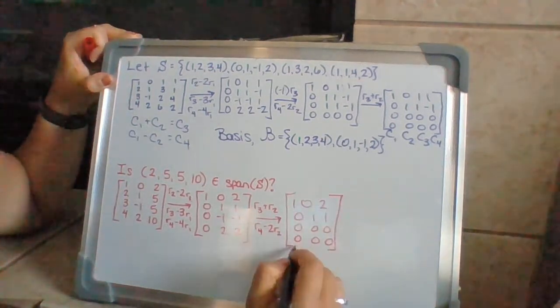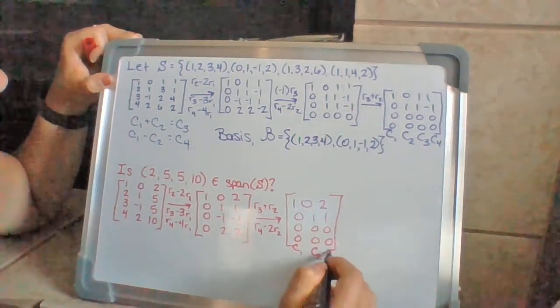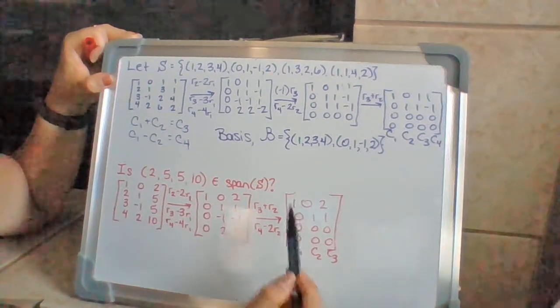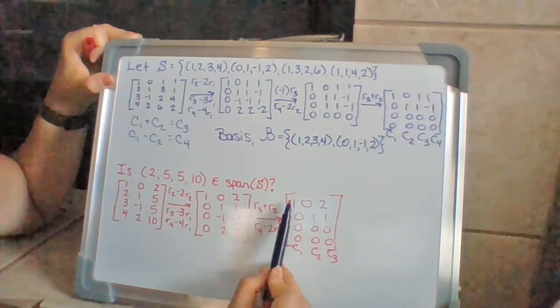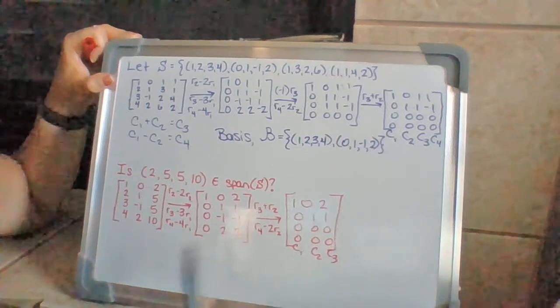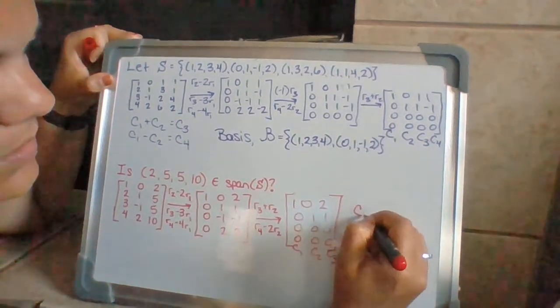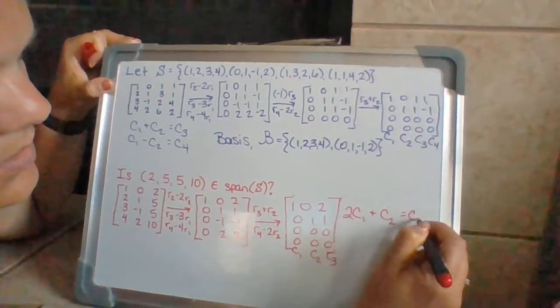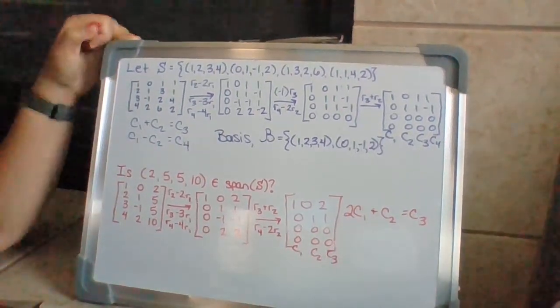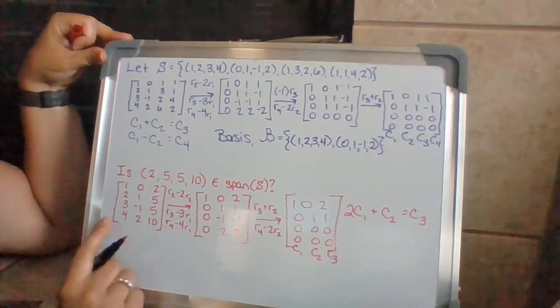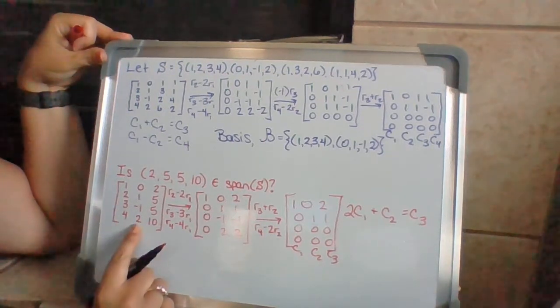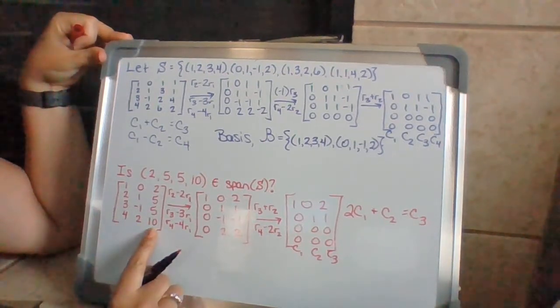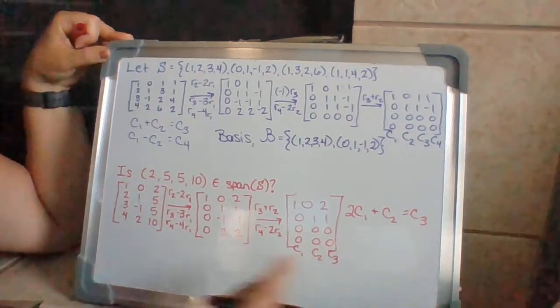So column 1, column 2, column 3. I can see that if I take 2 of column 1 and add them to column 2, I get column 3. Column 1, 2 of them, plus column 2 equals column 3. The CCP tells me that's the same thing for my vectors. If I take 2 of the first vector and add it to 1 of the second vector, then I get the third vector, or their entries at least.